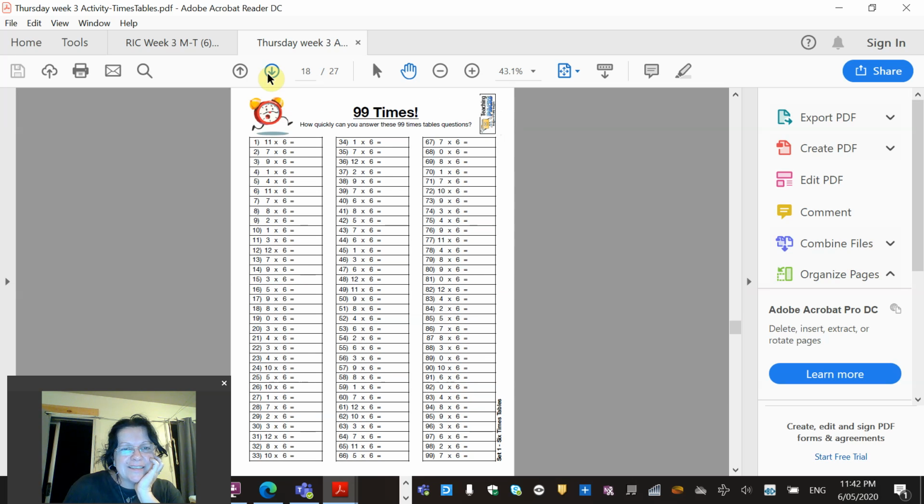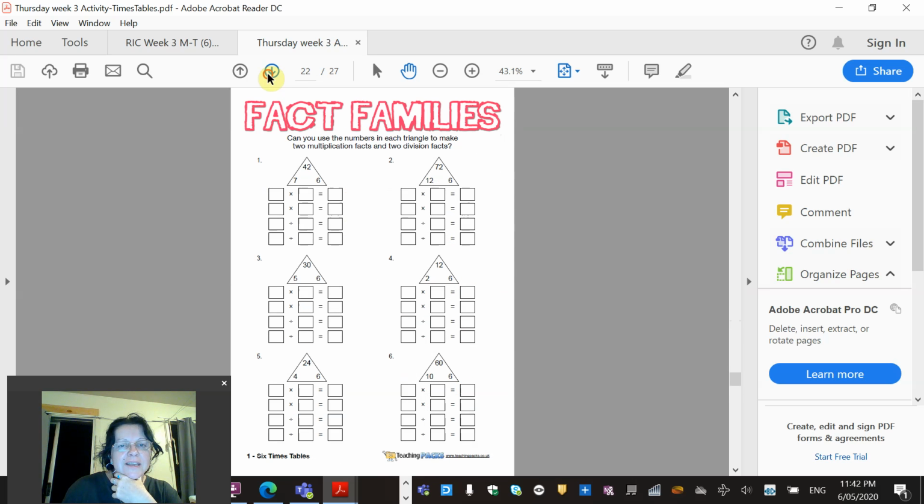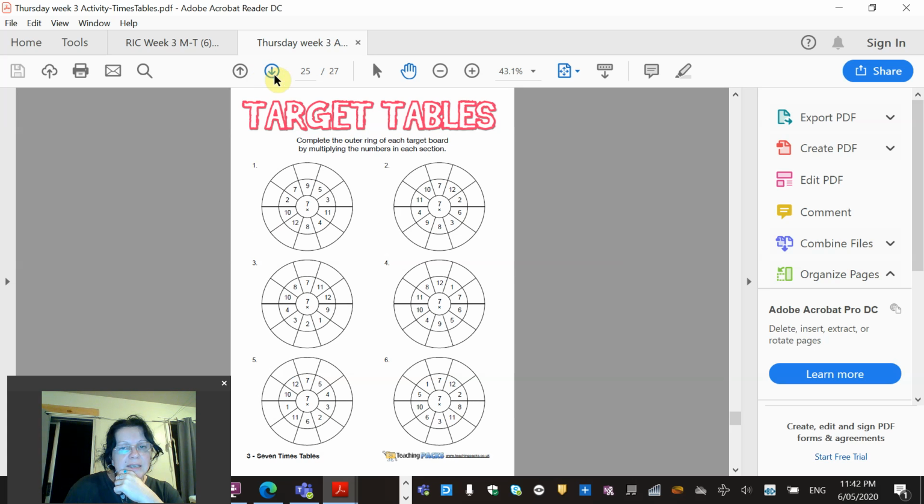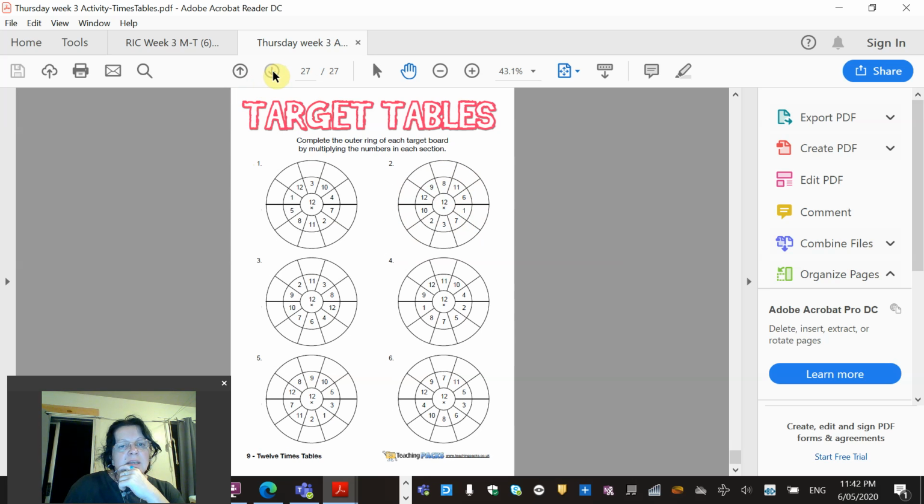But then it has quick ones that you can do, and you can time yourself to see if you know them. The answers are there. Fact families, of course, which is our all part whole. So this means 4 multiplied by 8 is 32, but 32 divided by 8 is 4, or 32 divided by 4 is 8. So you write those 4 different equations that you can get from one fact family. And there's lots of those that you can do, and target tables, so 7 times 12, 7 times 2, 7 times 6, and you write the answers on the outside of the wheels. And I really like those.